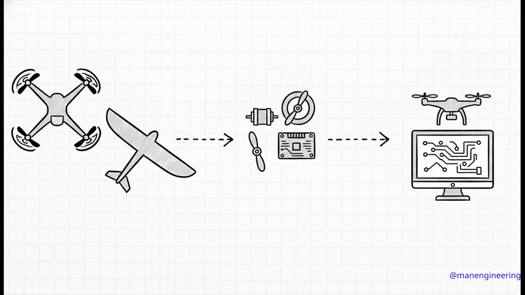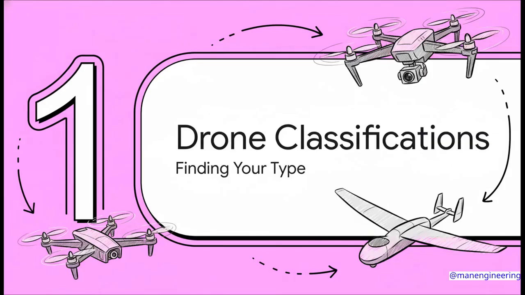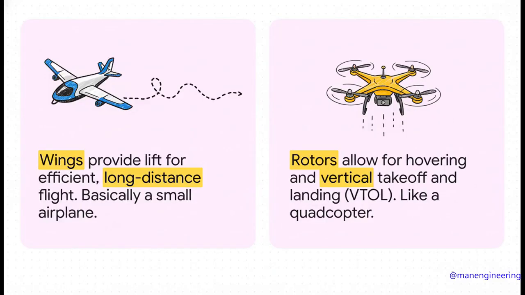Okay, let's dive in. First things first, not all drones are created equal, not by a long shot. So before you go out and buy a single part, you've got to know what kind of machine you actually want to build. Understanding these main categories, it's the absolute first step in your journey. The two most common types you're going to run into are fixed-wing and multi-rotor. Now, a fixed-wing drone is, well, it's basically a little airplane. It uses its wings for lift, which makes it super efficient for flying long distances. A multi-rotor, on the other hand, like the quadcopters you see everywhere, uses its propellers to just hover perfectly in place, and for VTOL, that's vertical takeoff and landing.